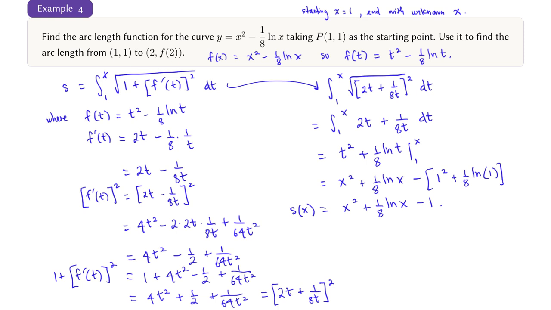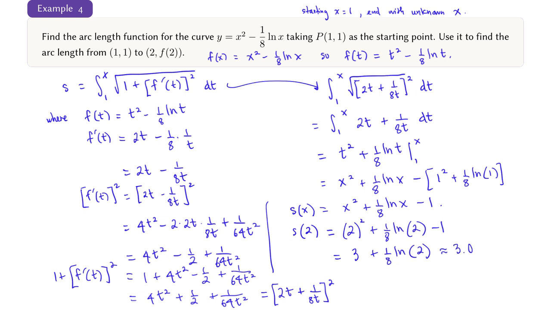If we want to find the arc length from (1, 1) to the point (2, f of 2), then we simply plug 2 into this arc length function, because this arc length function computes the length from (1, 1) to any arbitrary point x. s of 2 is therefore 2 squared plus 1 over 8 ln of 2 minus 1. 2 squared is 4, 4 minus 1 is 3. This is 3 plus 1 over 8 ln of 2. This is the exact arc length, and it is approximately 3.0866.